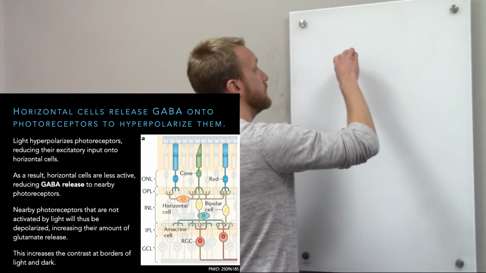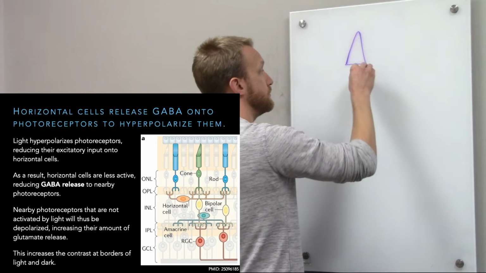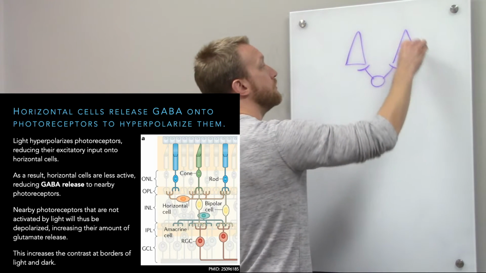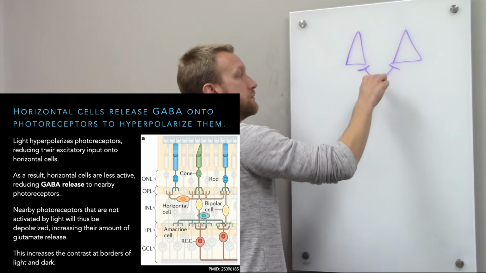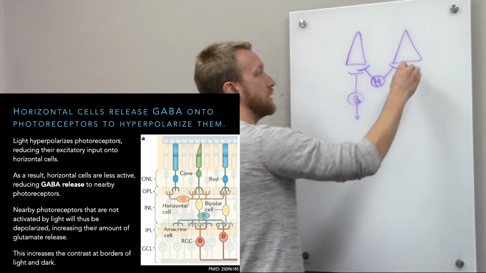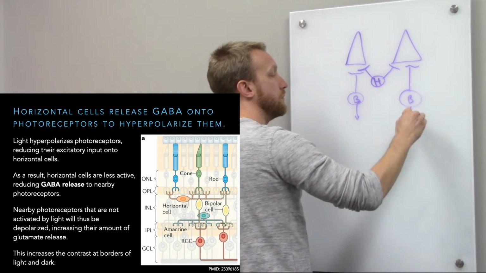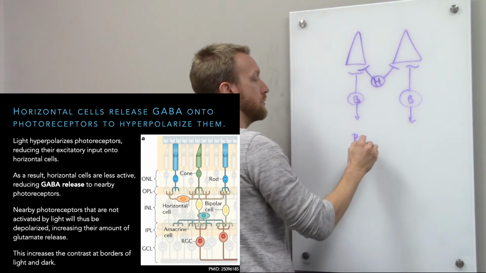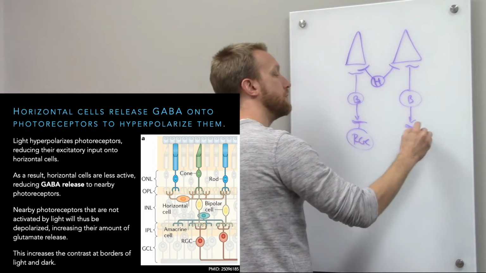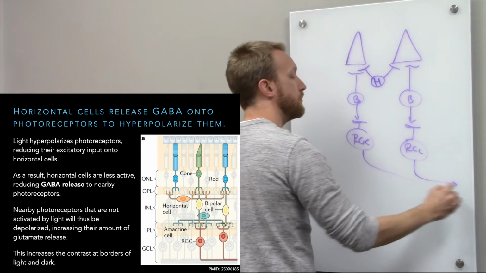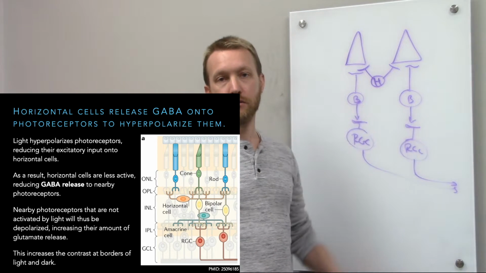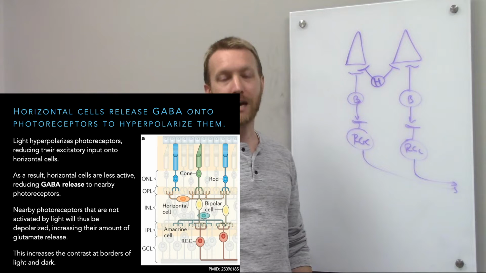So the basic circuit here is photoreceptor, horizontal cell, bipolar cell, and we'll eventually go to a retinal ganglion cell. But we're not there yet. What horizontal cells do is provide lateral inhibition. They do this by releasing GABA.